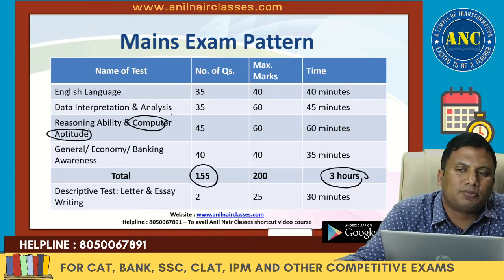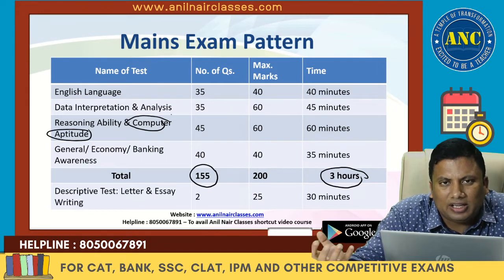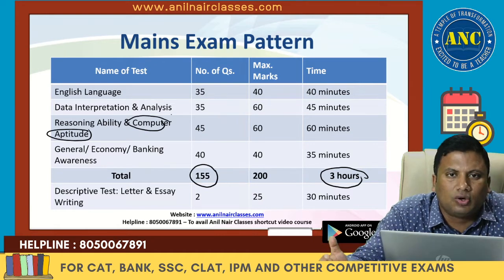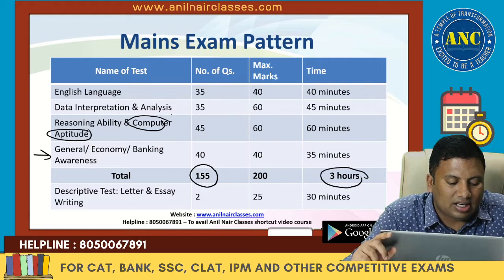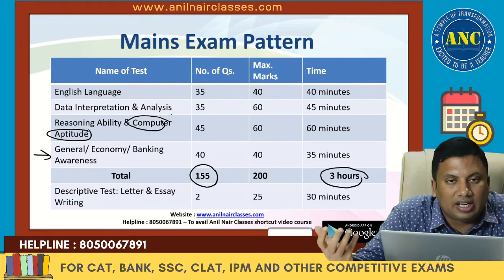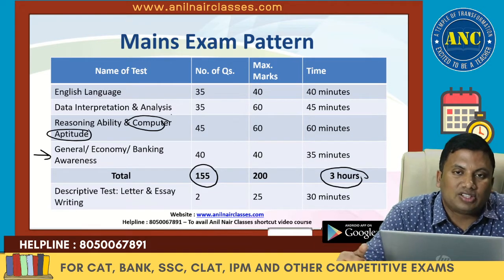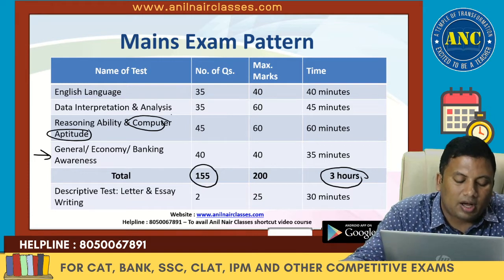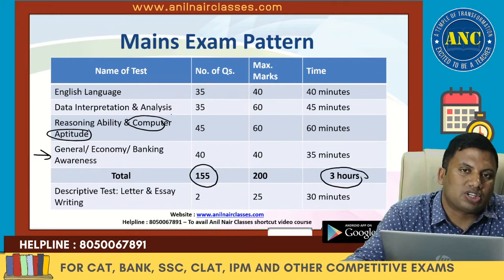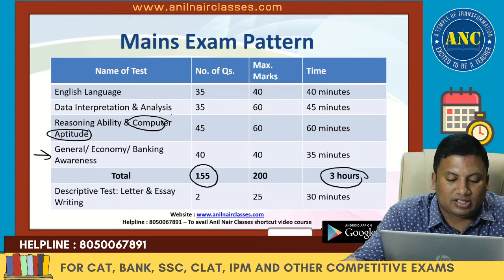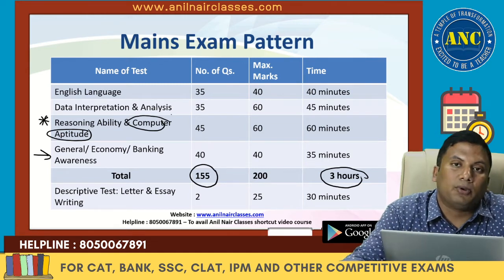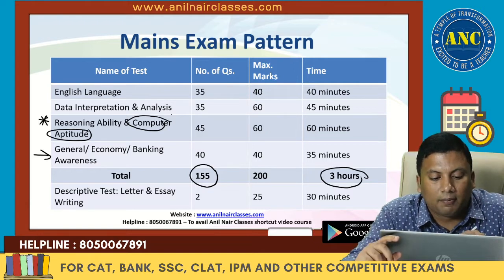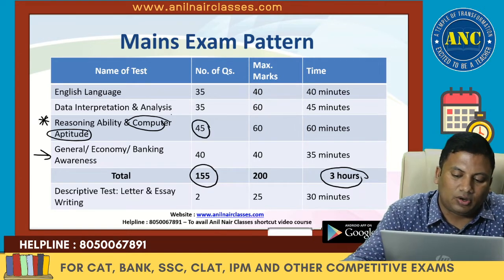In computer aptitude, they might ask you the fundamentals of computers and some fundamentals of computer architecture. In another section, they will ask you questions related to current affairs, some questions based on economics, and they might also ask you questions based on banking awareness. Banking awareness. As usual, reasoning ability and computer aptitude dominates the mains examination with 45 questions.